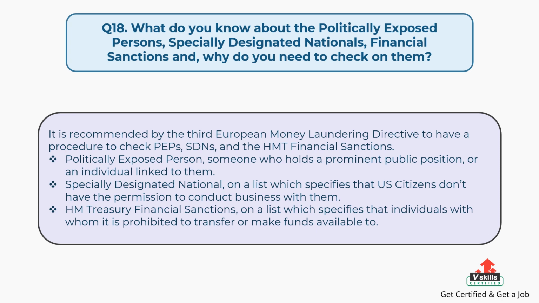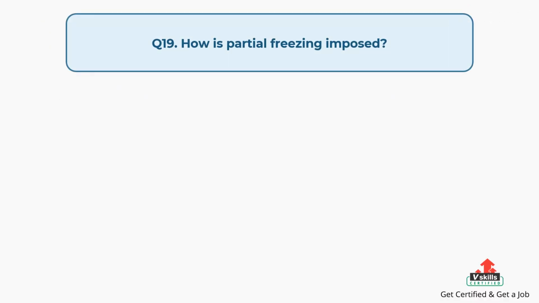Politically exposed person: someone who holds a prominent public position, or an individual linked to them. Specially designated national: on a list which specifies that U.S. citizens don't have the permission to conduct business with them. HM Treasury financial sanctions: on a list which specifies individuals to whom it is prohibited to transfer or make funds available. Question number 19. How is partial freezing imposed?